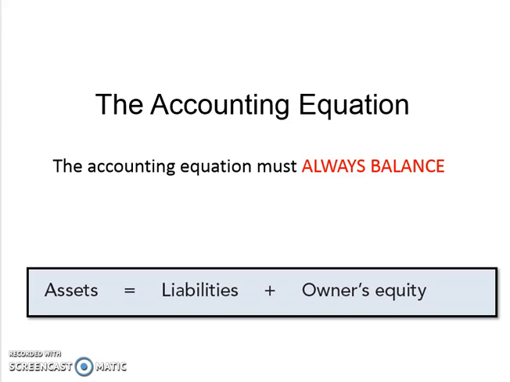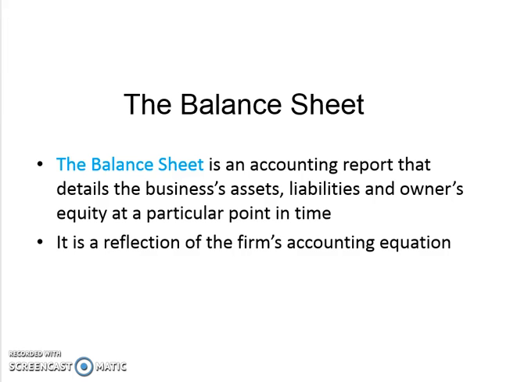So the accounting equation must always balance. If it doesn't balance, then you've done it wrong and there's an issue. The balance sheet is an accounting report that details the business's assets, liabilities and owner's equity at a particular point in time. It's a reflection of the firm's accounting equation. So it lists all of those three areas and every transaction affects at least two areas and must create a balanced equation still.